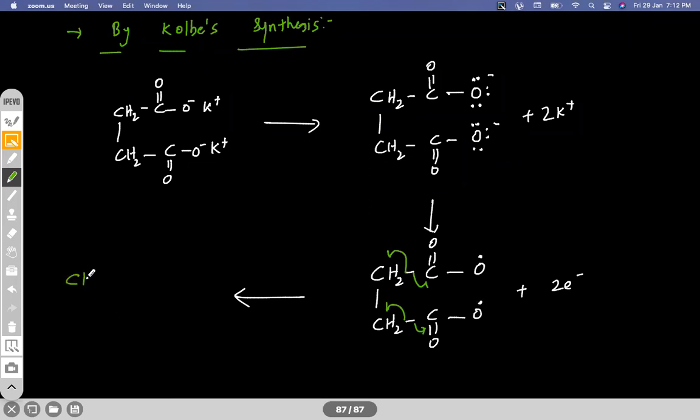So we get CH2 radical on this and on this, plus we'll get 2 molecules of CO2. And then these 2 radicals combine and form CH2, CH2. This is how alkene forms in this reaction.